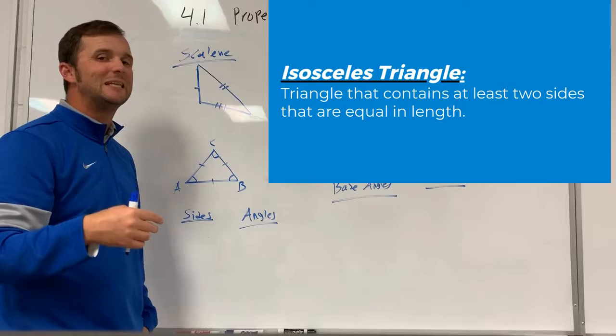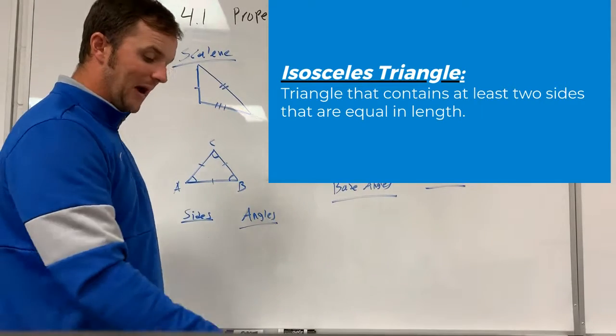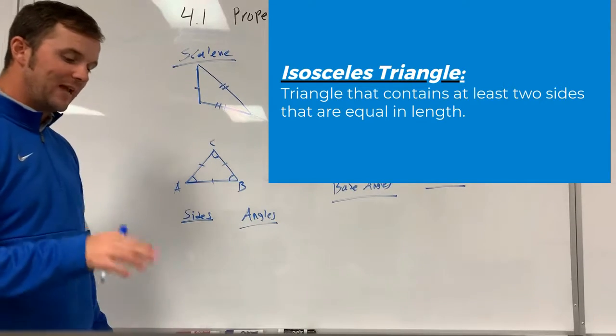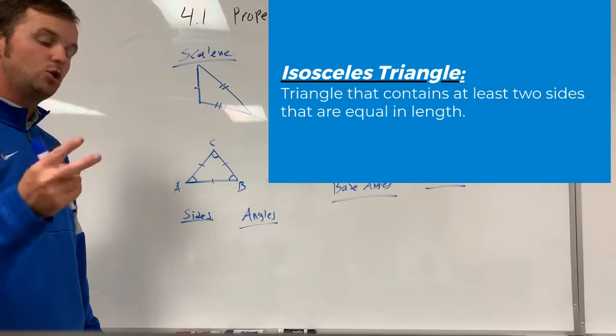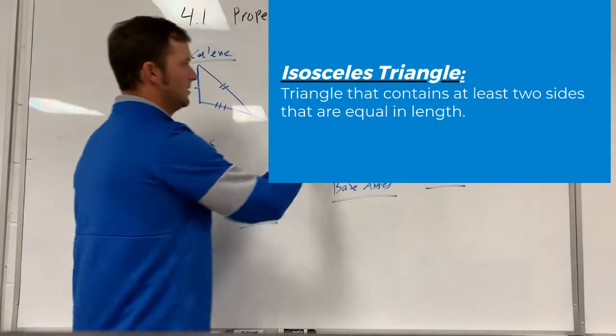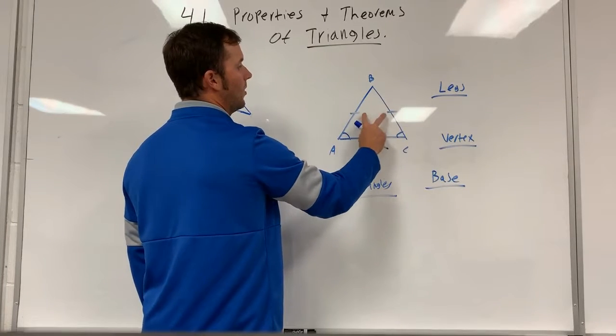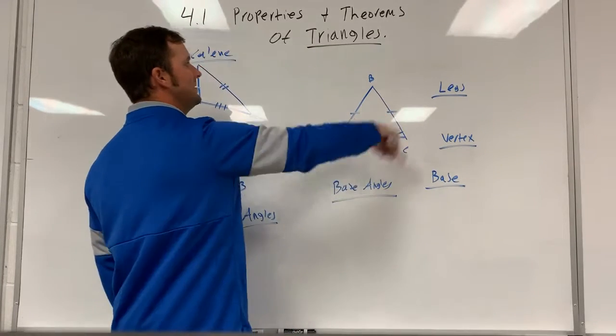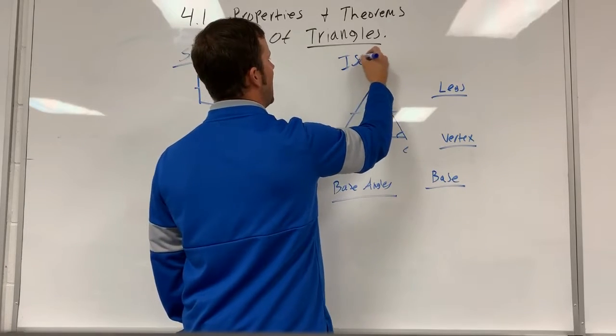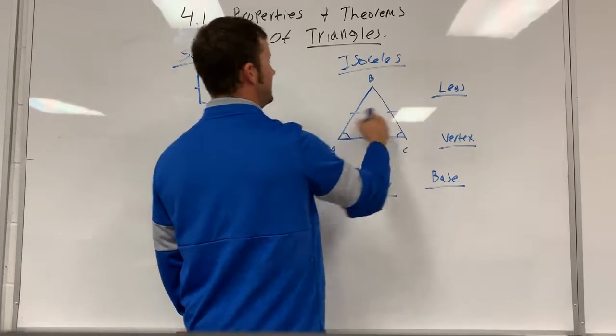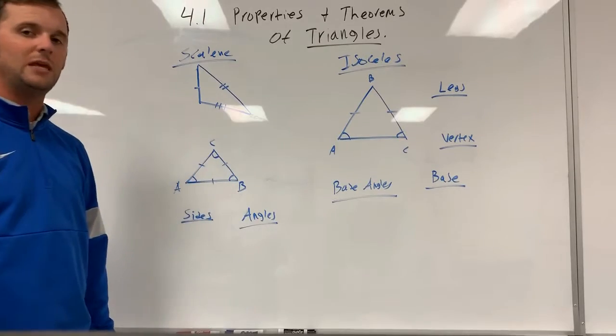So an isosceles triangle, by definition, is a triangle that contains at least two sides that are equal in length. So if you look right here, this side and this side are going to be congruent. So that means this right here is going to be an isosceles triangle because at least two sides are going to be equal in length.